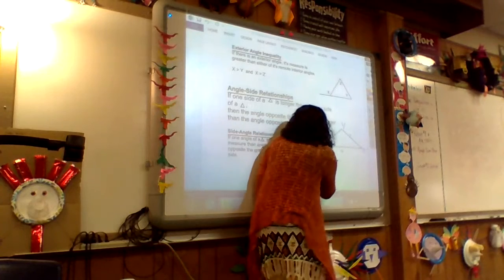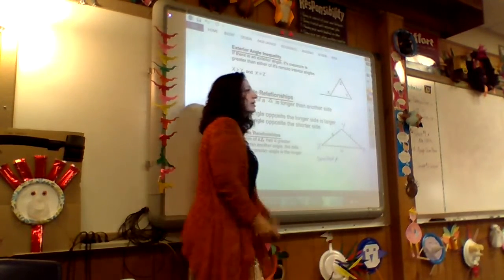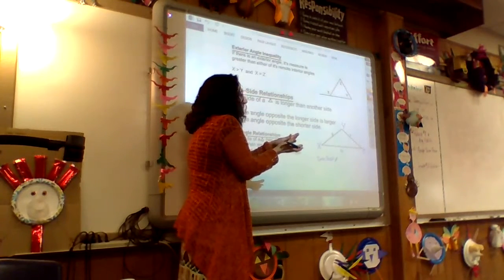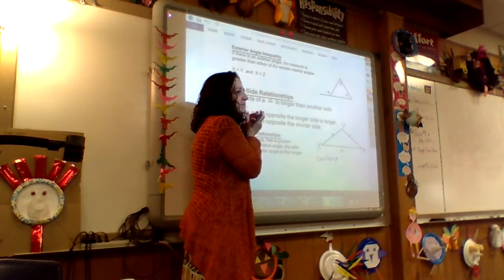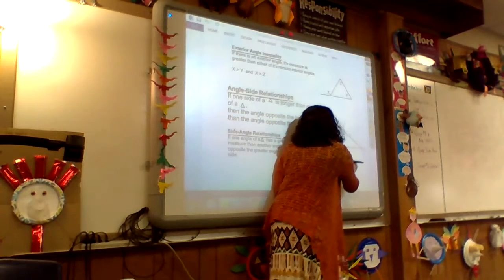So the smallest angle I know has to be across from the shortest side, right? Because it had to open the least. So 7 is the shortest side. What is the smallest angle? X. You'll see that. So the smallest angle is angle X.